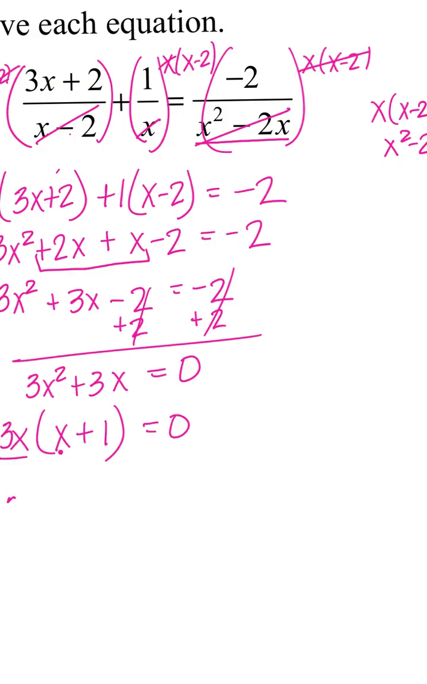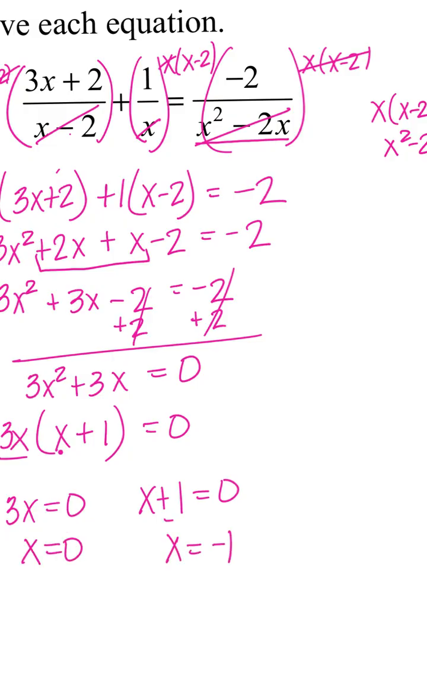Now take each piece and set each piece equal to 0. Divide by 3 and subtract 1. So if you need to see that. So now we know that our two answers are x equals 0 and x equals negative 1.